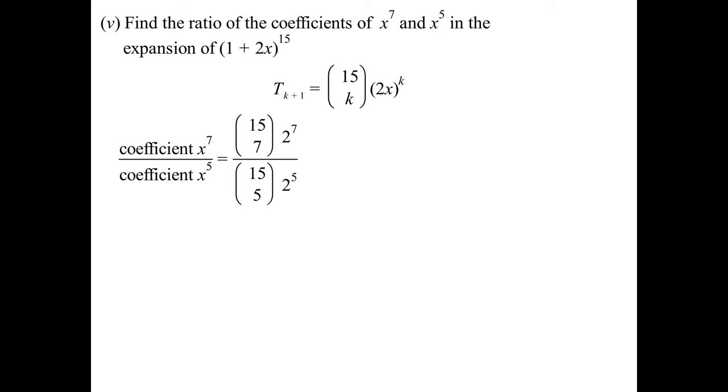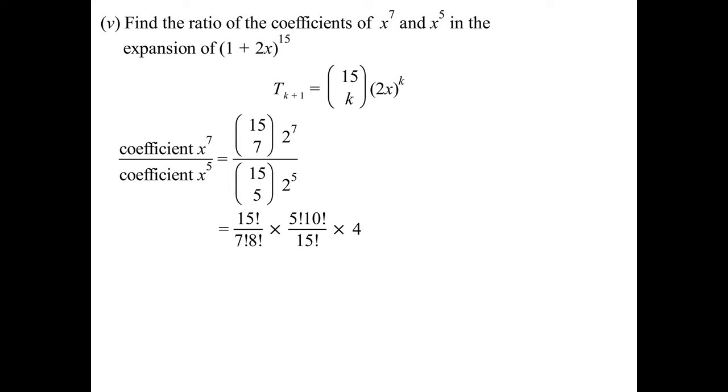This is where I'm going to break it up into factorial notation rather than wasting time and working out what those things are, because there's going to be a lot of cancelling here. And the other one I've done, 2 to the power of 7 divided by 2 to the power of 5 is obviously 2 squared, which is 4.